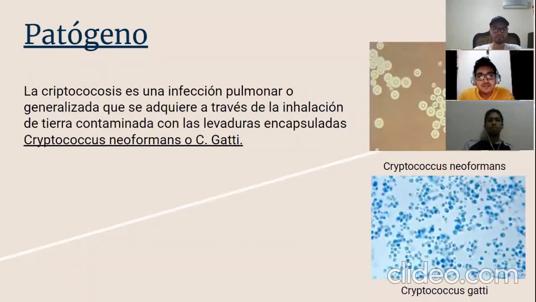Pathogen. Cryptococcosis is a generally pulmonary infection that is acquired through inhalation of soil contaminated with encapsulated yeasts, Cryptococcus neoformans or Cryptococcus gattii.